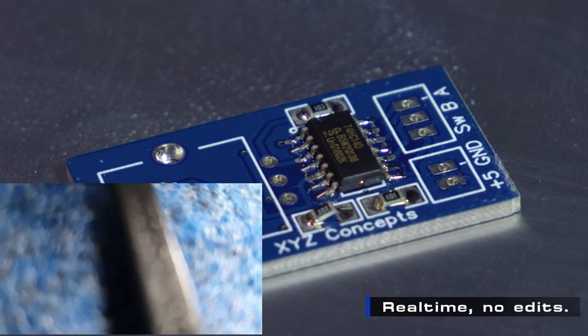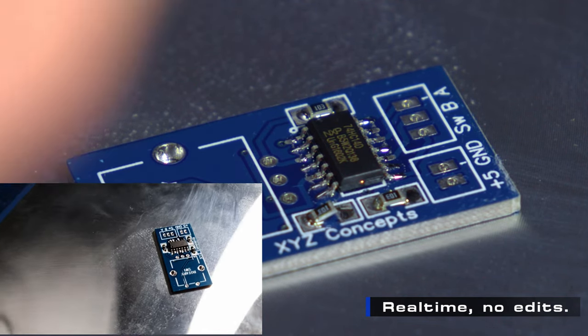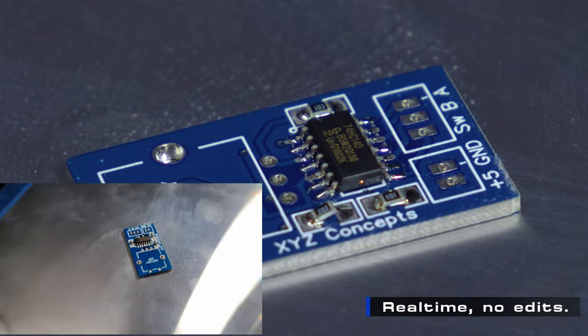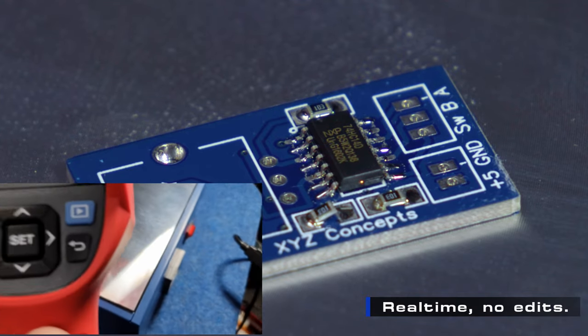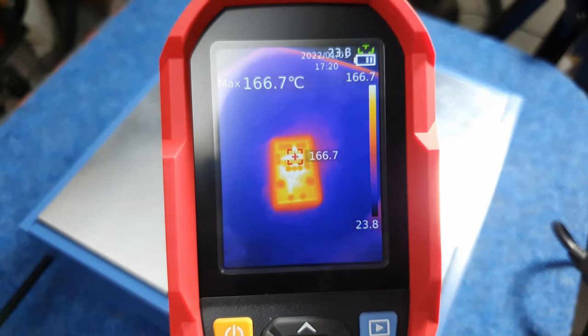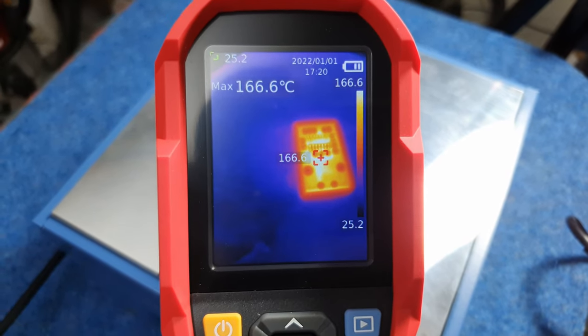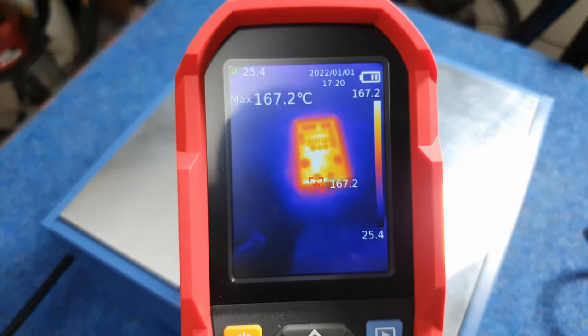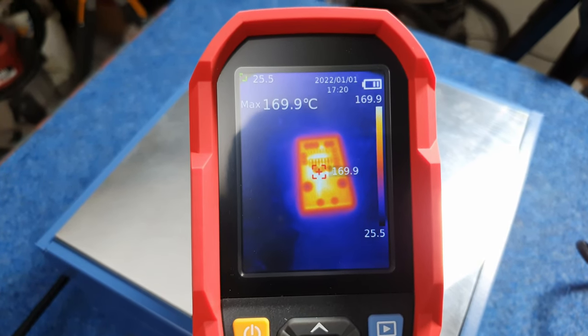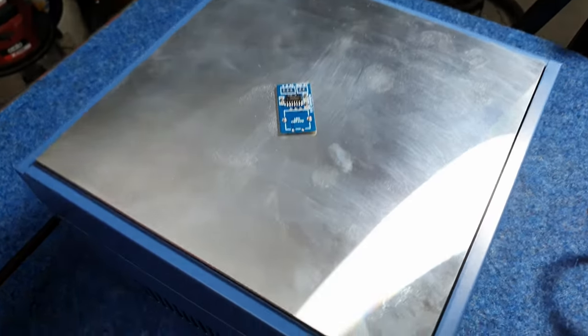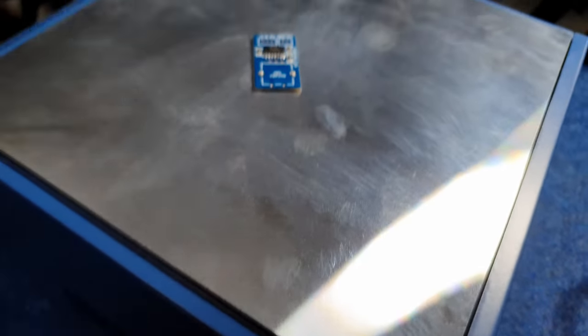Okay, I'm going to turn it off. So that was only at 200 degrees. And we probably peaked at about 165 to 170. Okay, I might just gently slide that off. Just going to get my tweezers, hold on. Still trying to do this in real time without doing too much of a cut.